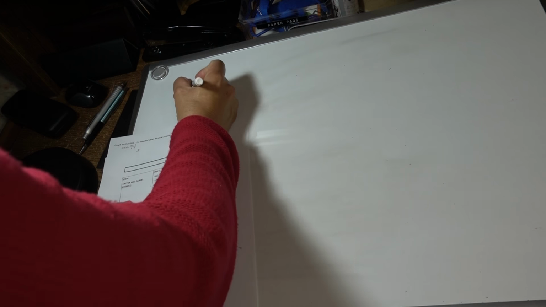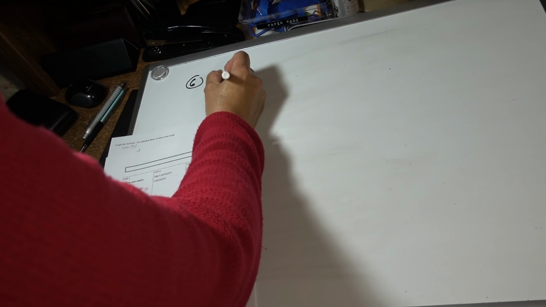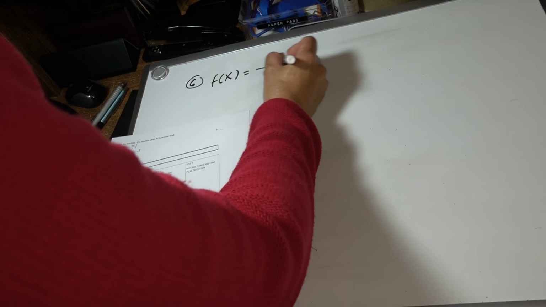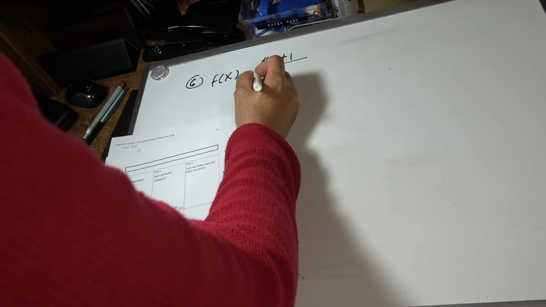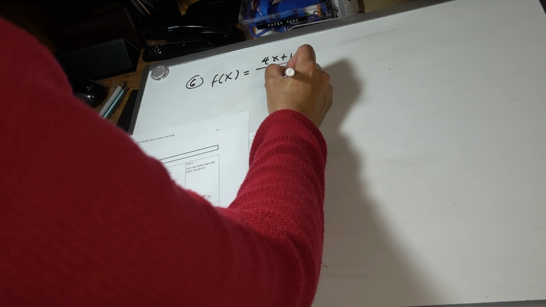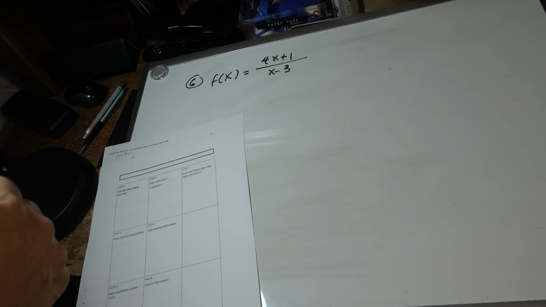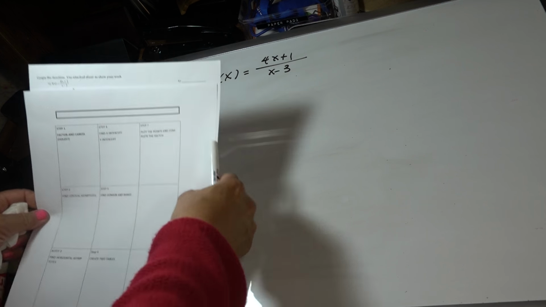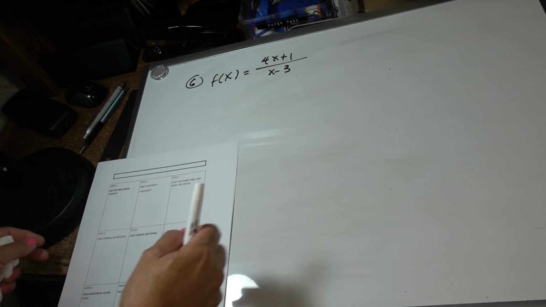So we can go through the steps and obtain the graph more easily. The first step: the equation is number 6, f of x equals 4x plus 1 over x minus 3. Okay, so let's start with step number 1. We're going to factor and cancel.